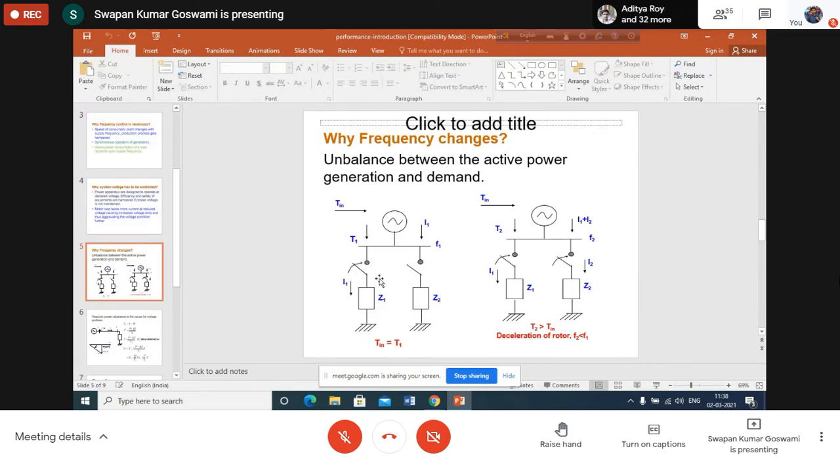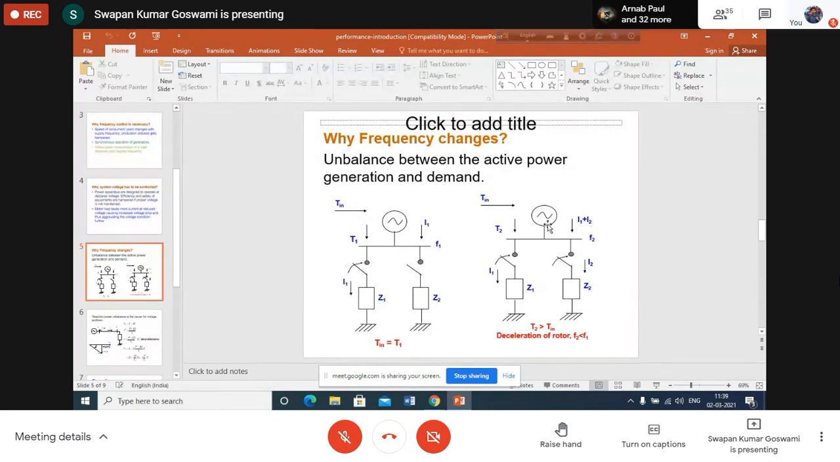Okay. Now imagine the situation when the second load with impedance Z2 is also switched on. So what happens? This voltage we can say is more or less constant. As soon as this load Z2 is switched on, it draws a current I2. So what is the total current drawn from the generator? Now it is I1 due to the previous load and I2 due to the present load. So total current is I1 plus I2.